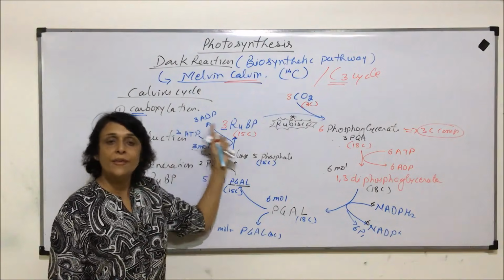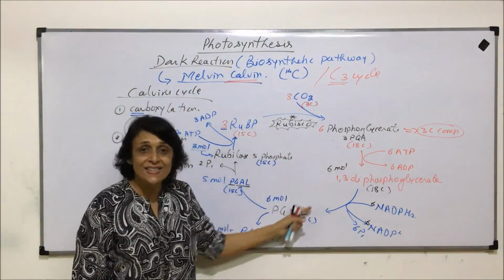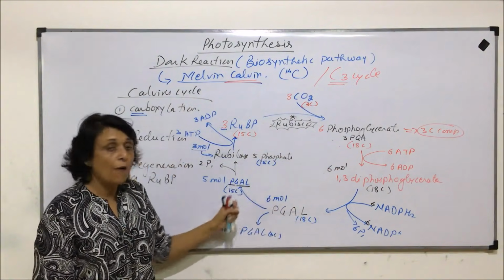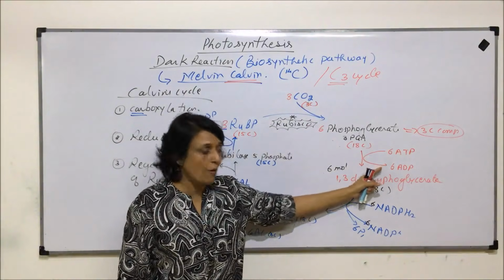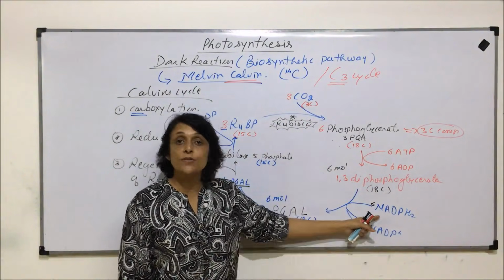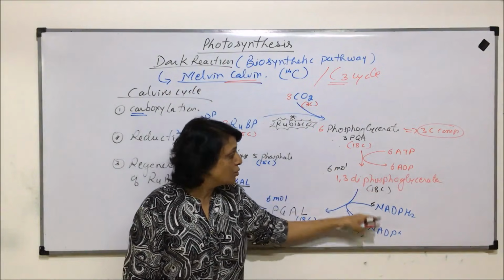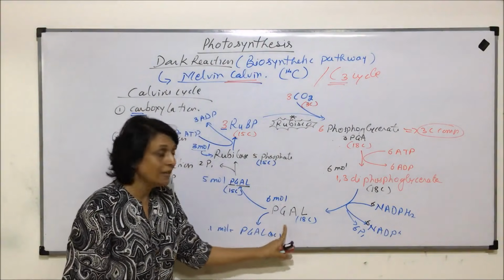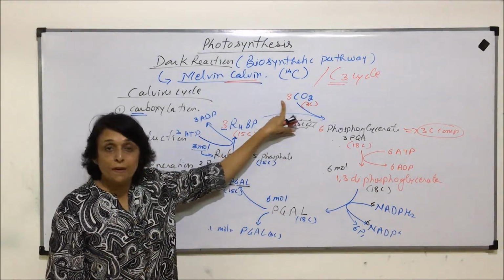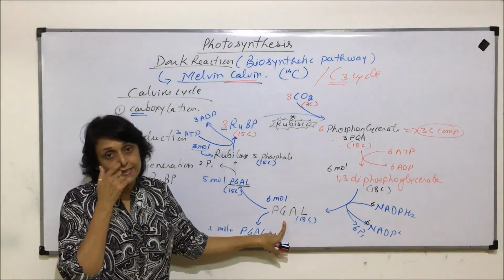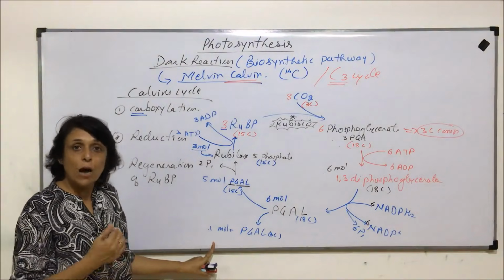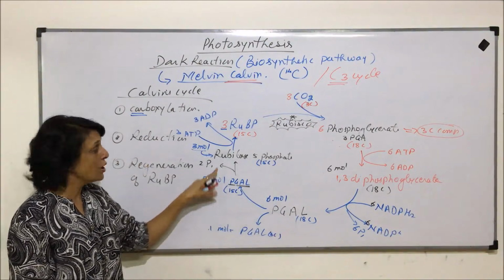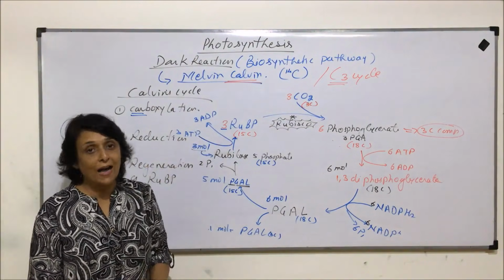So this is step number 1, that is carboxylation. The next step is the acid getting reduced into aldehyde. For this, ATPs are also required and NADPH2, that is reducing power. These two are synthesized during the light reaction. 6 molecules, because we have started with 3, 6 molecules of the aldehyde are synthesized. 1 molecule comes out of the cycle, that means 3 carbons get separated. And 5 molecules would help in regeneration of RuBP.